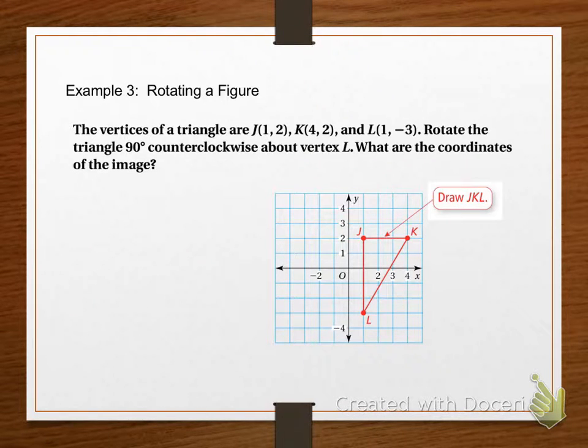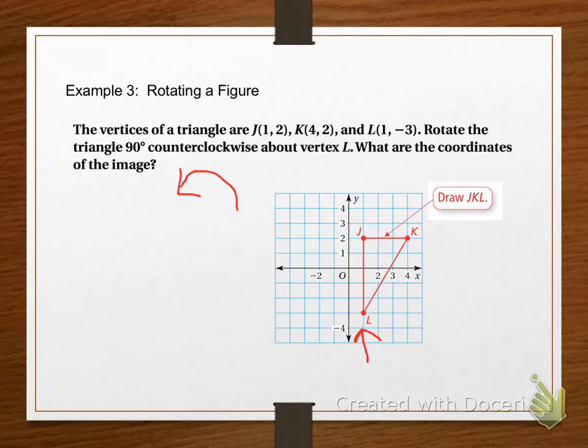How about rotating a figure here? The vertices of the triangle are 1, 2, 4, 2, and 1, -3. And it wants to rotate 90 degrees counterclockwise. Remember, counterclockwise is going this direction about the vertex. So what are the new coordinates of the image? But one thing we have to remember here is it's not asking us this time to rotate around the origin. It's asking us to rotate around L, this point.